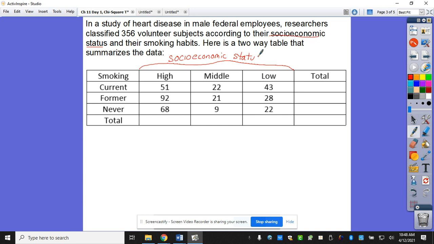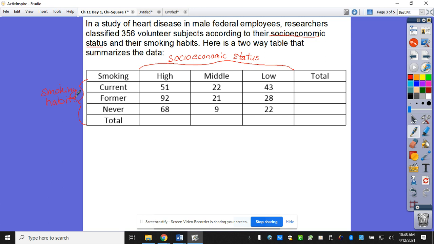So that's technically our column variable, which, like I said, I don't care which ones are column and which ones are row, because you could technically run either way. Our other variable is what? So the two things we're going to be filling in eventually as our null hypothesis would be that socioeconomic status and smoking habits are independent, and then we would fill in the same thing for our alternative.